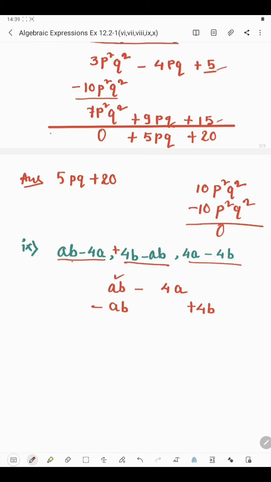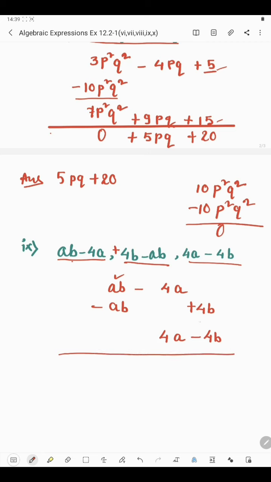Okay, now in the third expression we have 4a. Where is 4a? Here is 4a, so below this we will have to write 4a minus 4b. 4b will be written below 4b, below b term. Okay, now we will have to add this.